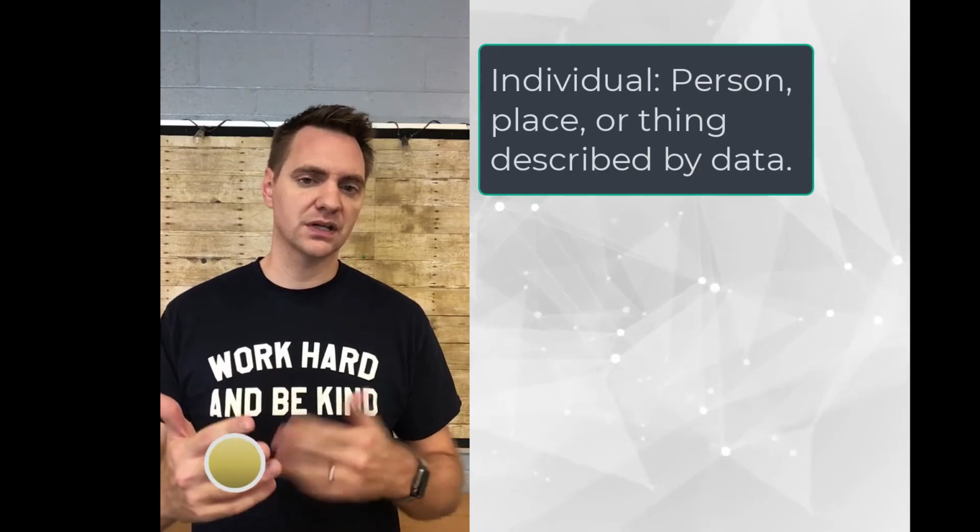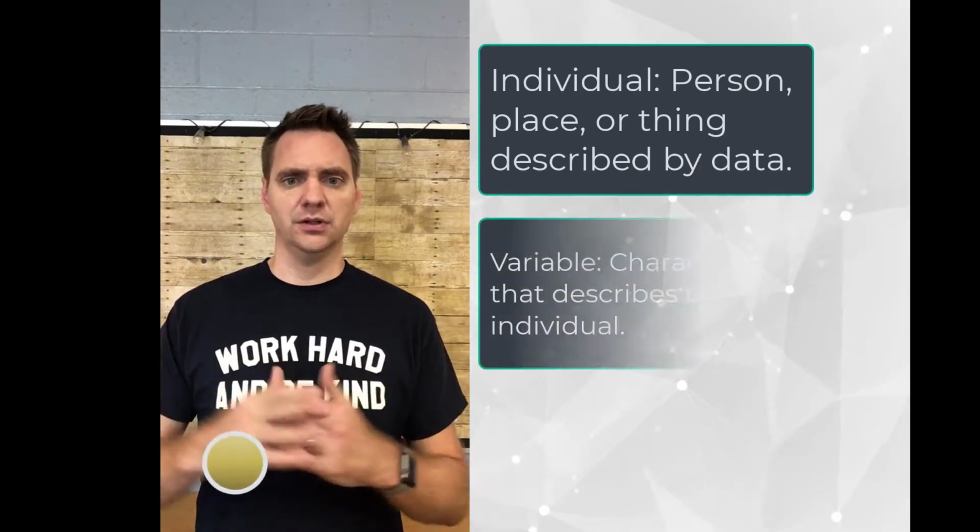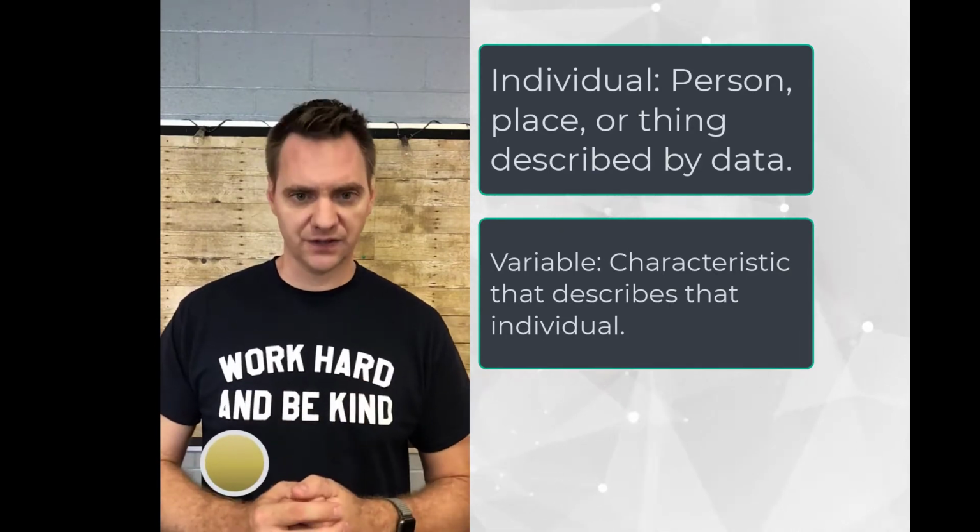This lecture is all about how to identify and classify individuals and variables. So first off, let's define these keywords in a stats context. You see, an individual is the person, animal, or thing that is being described by data. And a variable is a characteristic that describes that individual.